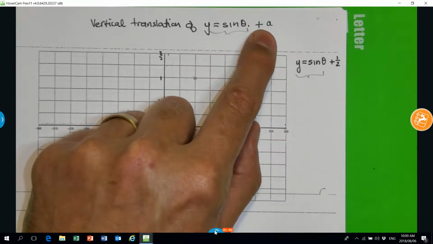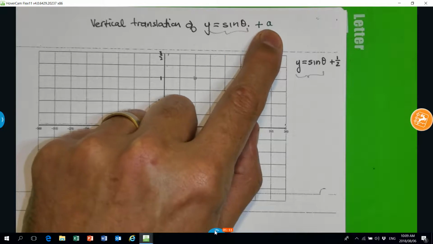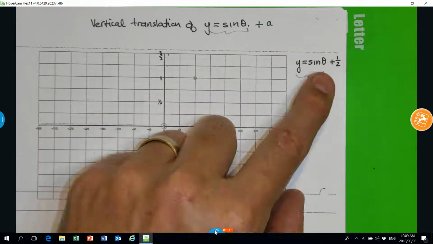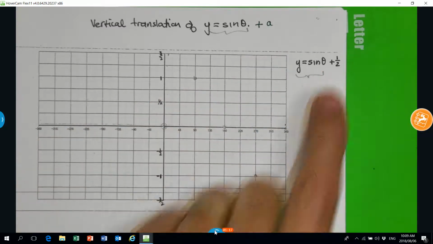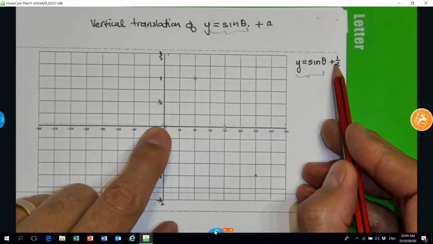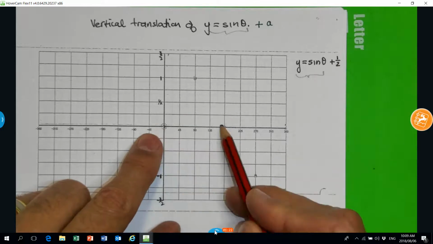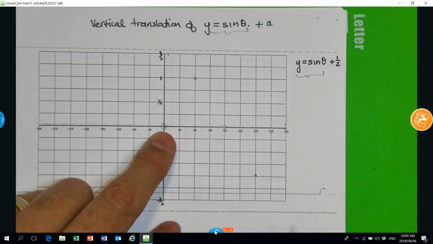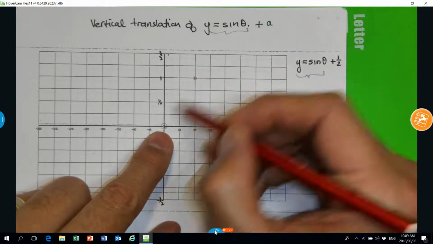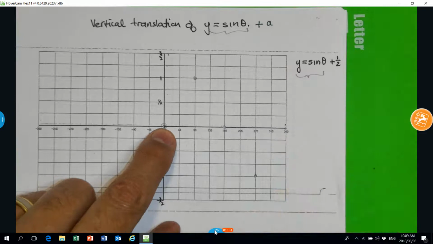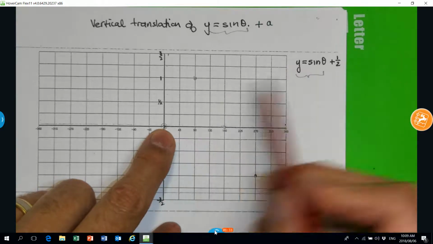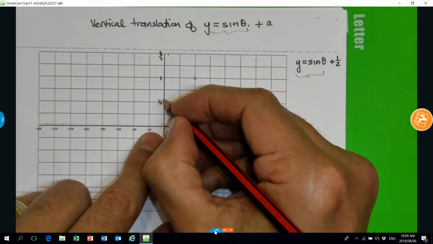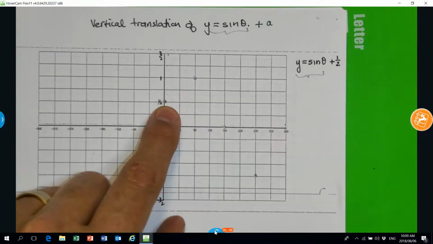Because this is a vertical shift, remember, if this a had anything to do with theta, it would have been bracketed. So if I look at the one that I've got here on the side, it would mean that all the y values of all the points on the mother curve get increased by a half. So if I take the naught value, because remember sine of naught is naught, and I add a half, the curve is going to be grounded at a half.